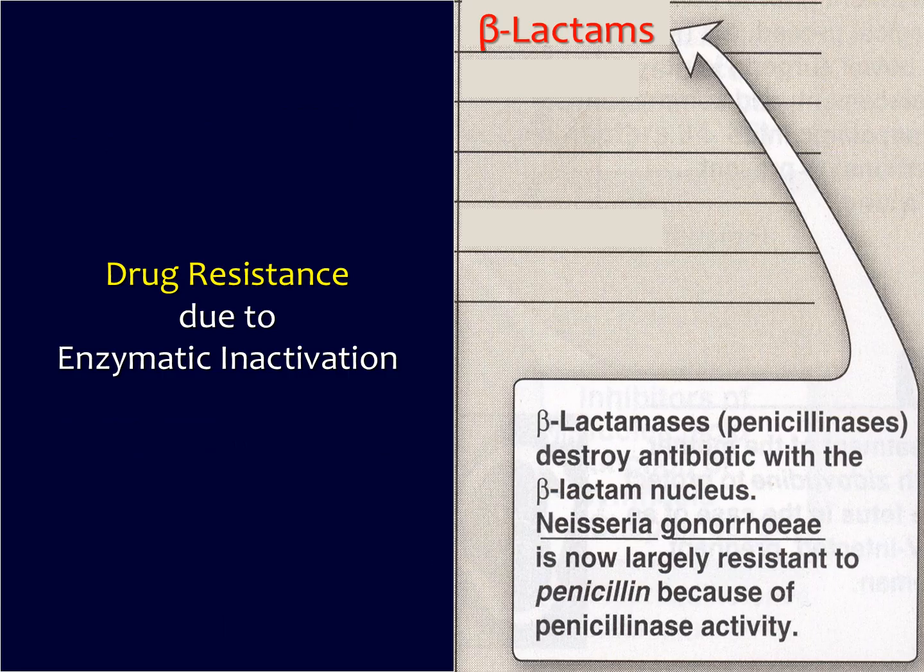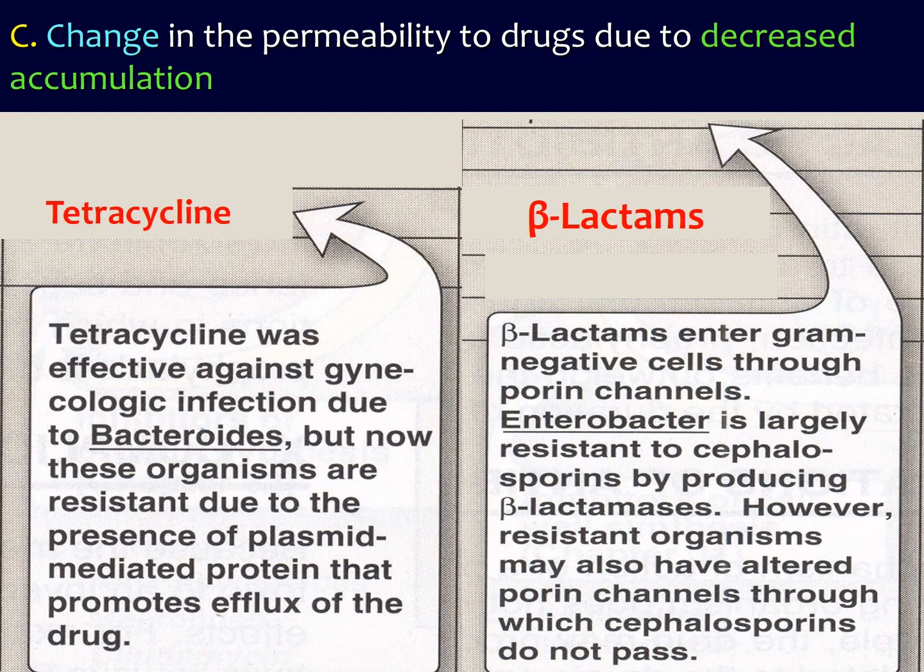For example, as I have given you an example, drug resistance due to enzymatic inactivation, beta-lactamase such as penicillinase, destroys the beta-lactam nucleus. And a common bacterium is Neisseria gonorrhoeae. So up to now we have seen resistance to penicillin because of penicillinase activity. Similarly, change in the permeability of the drug, with decreased accumulation, especially with tetracyclines. Previously it was effective against gynecological infection due to bacteroides, but now, due to this change in the permeability of the microorganism, resistance has developed due to the presence of a plasmid mediated protein that promotes efflux of the drug. So difficulty is there in the accumulation of the drug. The proper amount or concentration of drug is not accumulating there to show any antibacterial effect because the efflux pump is more active.